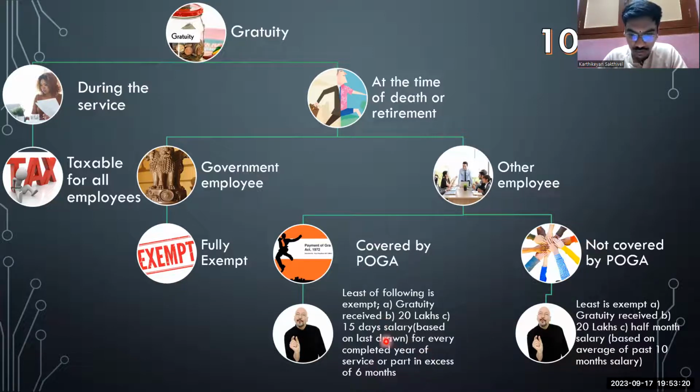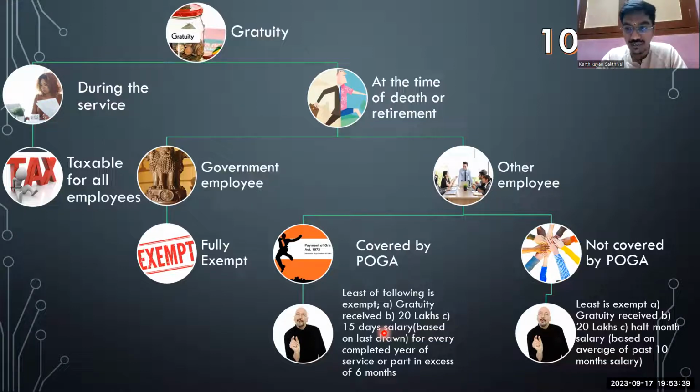Right. For this point, this formula would be 15 by 26 into last drawn salary into every completed year of service or part thereof. If at all it is going to be more than 6 months, assume it to be a year. That's it. So that is if he is covered by Payment of Gratuity Act.